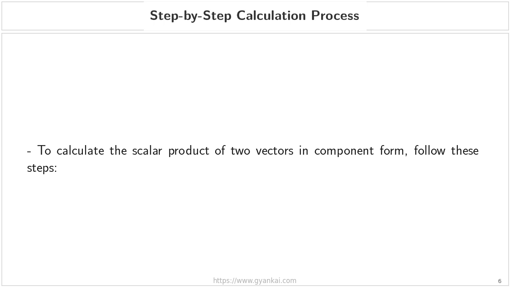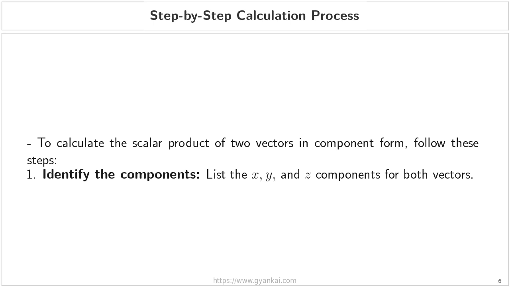Step-by-step calculation process. Now that we have derived the formula and seen how the unit vectors cancel each other out, let's consolidate this into a clear, repeatable strategy. If you are ever faced with a problem involving vectors in component form, you can follow this simple 3-step process to ensure accuracy. First, identify the components.